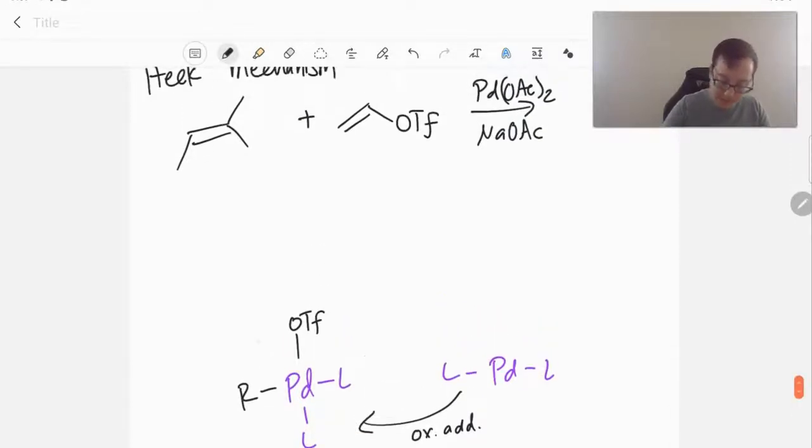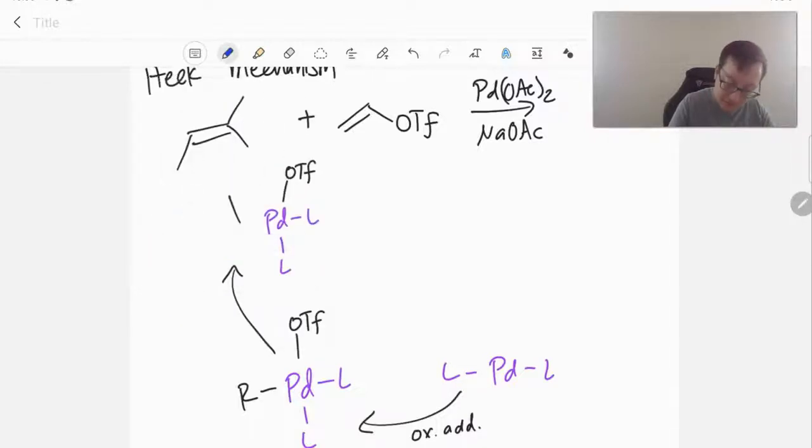Great. So next step, we're going to have the syn addition of our alkene onto that palladium. We're going to see that the R group and the palladium are both going to bond to the alkene. There we go. So this is going to be a little bit interesting. So we'll draw our palladium first just so we can have it out of the way, and we've got it with our triflate on it. When we bring in our alkene, what we're going to draw is our new bond to the palladium.